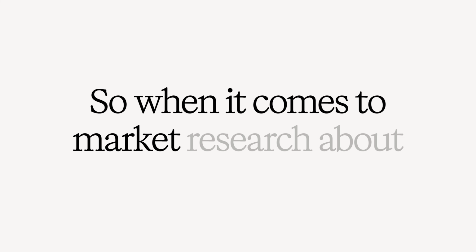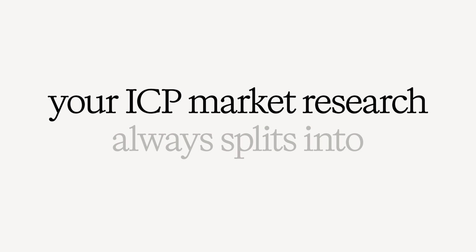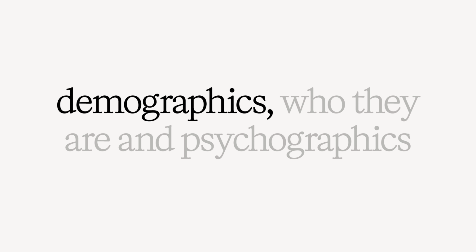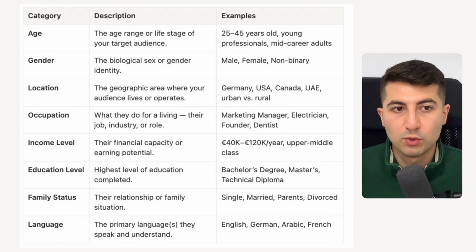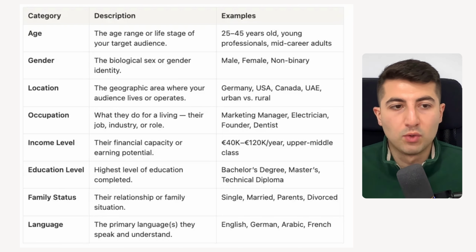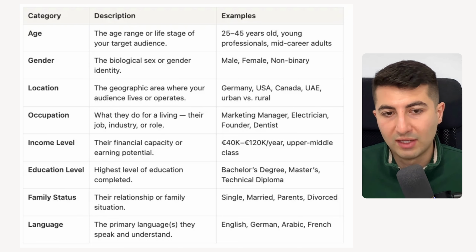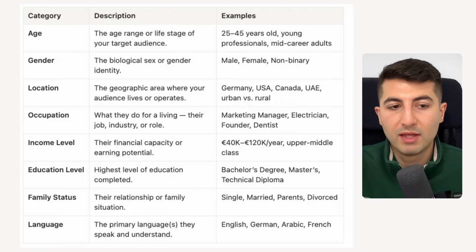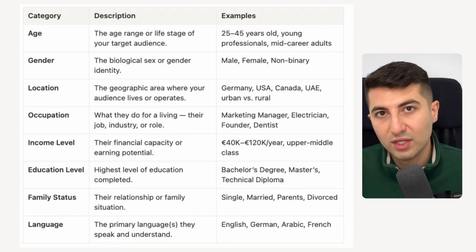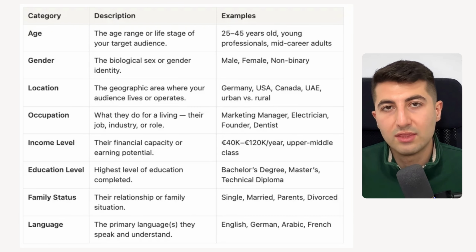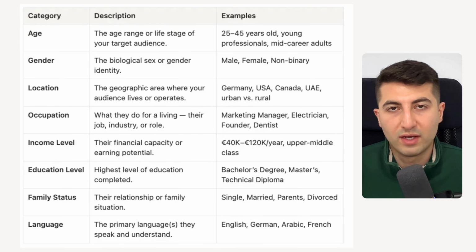So when it comes to market research about your ICP, market research always splits into demographics, who they are, and psychographics, how they think. So in terms of demographics, you have the facts, the objective, measurable traits about your audience. For example, you have the age, the gender, the location, occupation, for example, the job title, role, or industry. You have the income level, education level, family status, and language. These are all objective things about your ideal client profile. And these are the things that you can easily identify about your ICP.